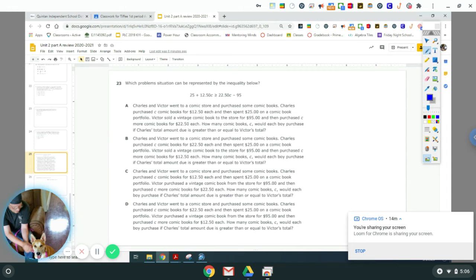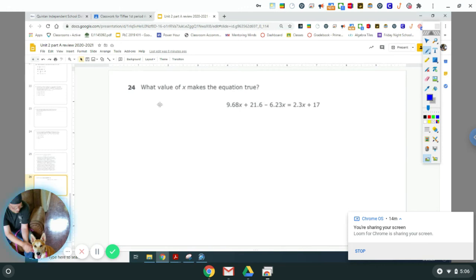23. I'll just tell you the answer is A for this situation. All right, 24. Which value of x makes the equation true? All right, so we're going to solve this one.